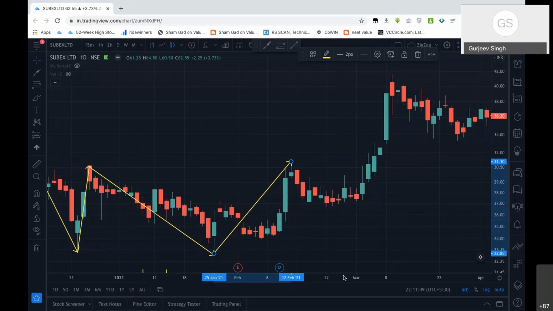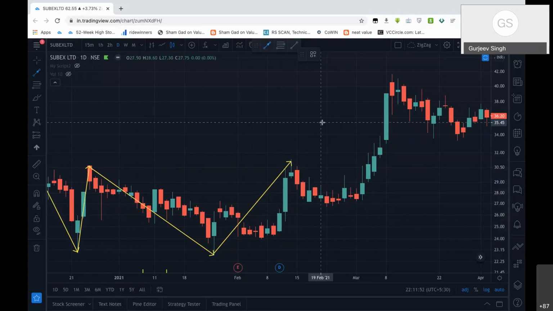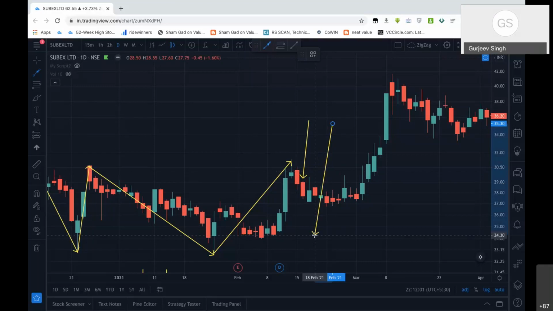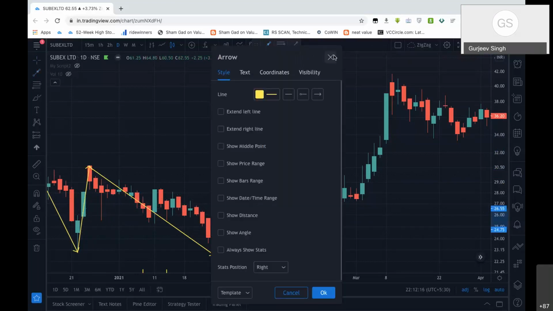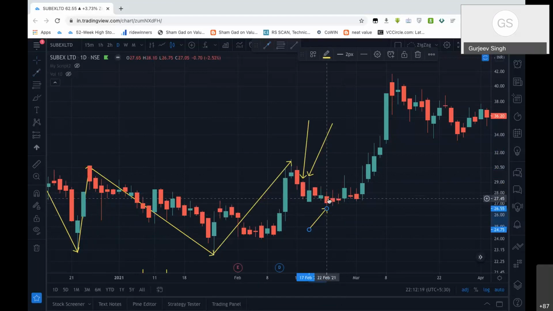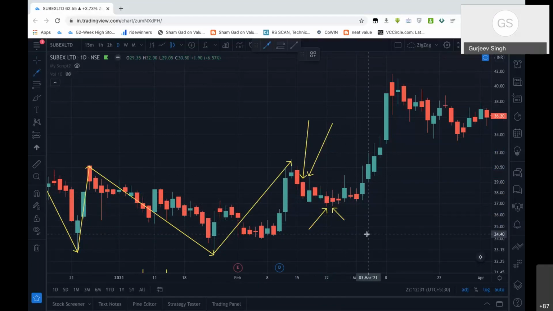No. I'll just see. Just hold on. This is my first bar. This is my second bar. Sorry. This is my second bar. This is my inside, this is my inside. This is my third bar. Then this is not an inside bar. See, the high over here is 28.10. The high over here is 28.25. This is my fourth bar. This is again my inside bar, and this is my fifth bar.